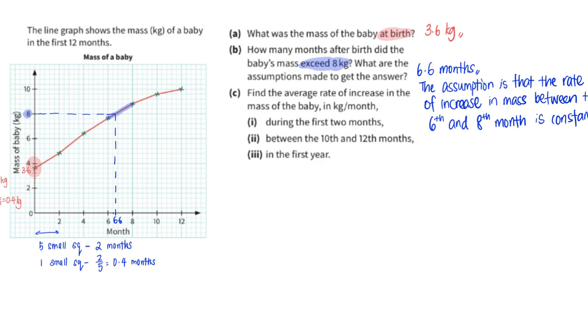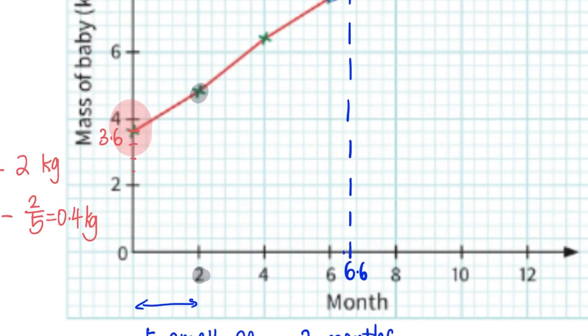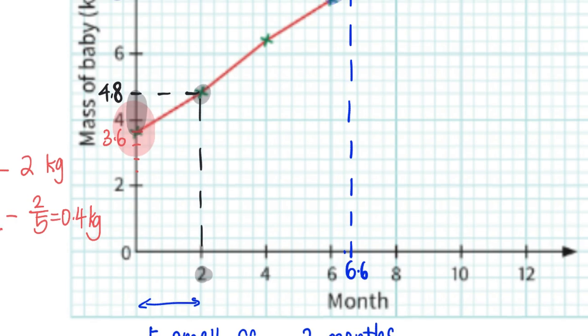Find the average rate of increase during the first 2 months. So the first 2 months will be here, number 2. This is my number 2. We will get 4.4, 4.8, and then we do, though it is not 4.8, because for the first 2 months this graph increases from 3.6 to 4.8. So we must first find the increase, okay?